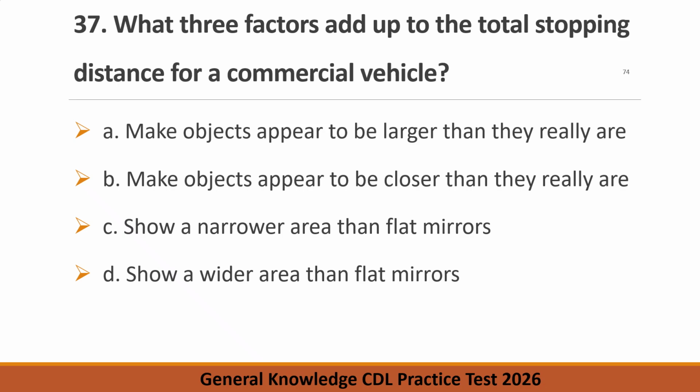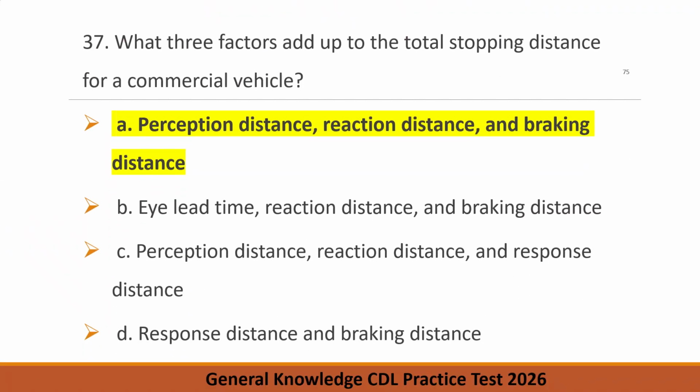37. What three factors add up to the total stopping distance for a commercial vehicle? A. Perception distance, reaction distance, and braking distance. B. Lead time, reaction distance, and braking distance. C. Perception distance, reaction distance, and response distance. D. Response distance and braking distance. Answer, A.